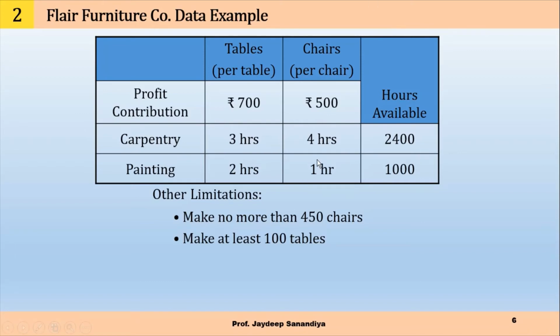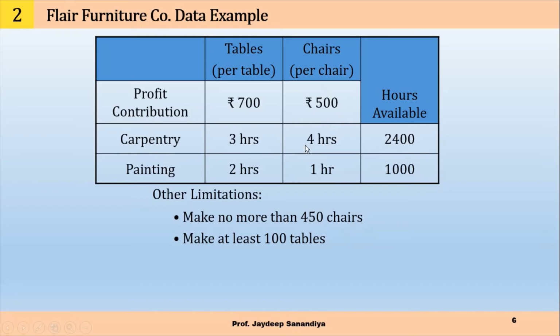And the furniture company has limited hours available: for carpentry it has 2400 hours, and for painting it has 1000 hours. So this is the limitation. You can only use 1000 hours of painting or 2400 hours of carpentry. You cannot exceed this limit. You may use less than this amount, but you cannot exceed it. I hope you understand this, because that's why this constraint will be of less than or equal to type. There are other limitations, like make no more than 450 chairs.